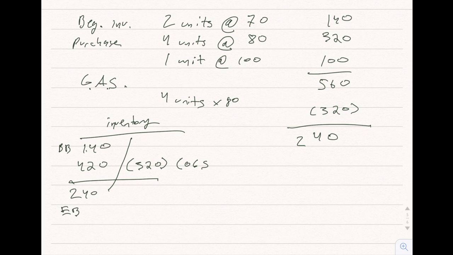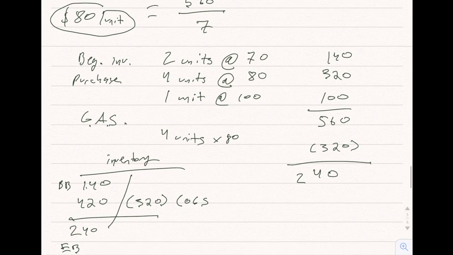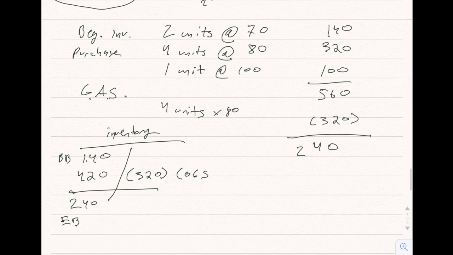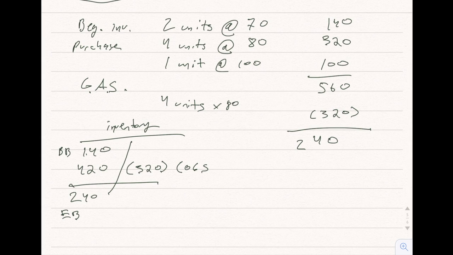And once again, you can check your work. So you started with 7 units. You sold 4, so you have 3. And with weighted average cost, the number that you're going to use to value ending inventory is the same that you use to value cost of goods sold, unlike with LIFO and FIFO. So it's 80 again, and 80 times 3 is 240.